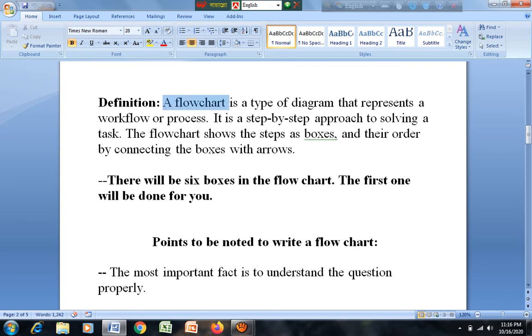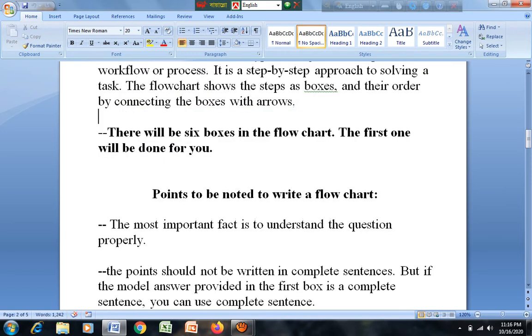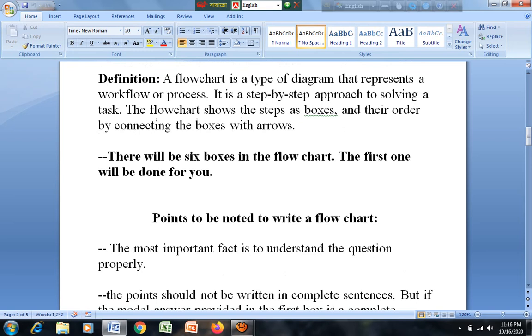Here you see a flowchart is a type of diagram that represents a workflow or process. It is a step-by-step approach to solving a task. The flowchart shows the steps as boxes and their order by connecting the boxes with arrows. You will have to connect the boxes with arrows. Please remember it. You must use arrows in between the boxes.